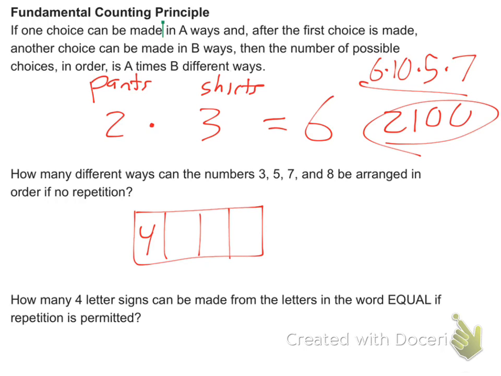Once I establish that I'm putting a number down, how many do I get for the second one, or third one? 3, and then 2, 1, which ends up being, I think we said this earlier, 24. You have 24 different number combinations.